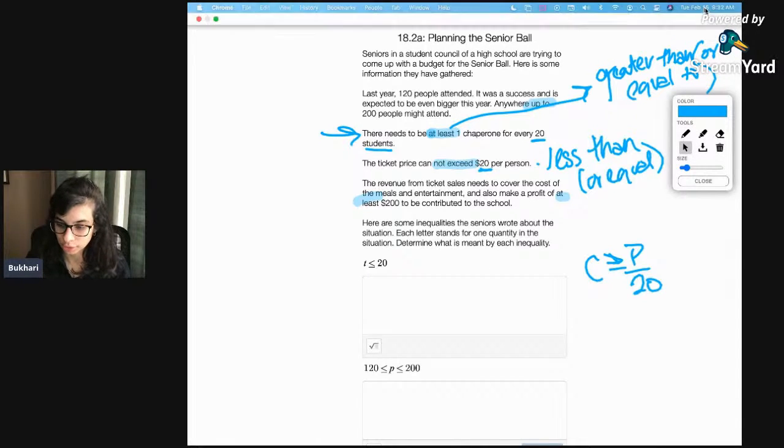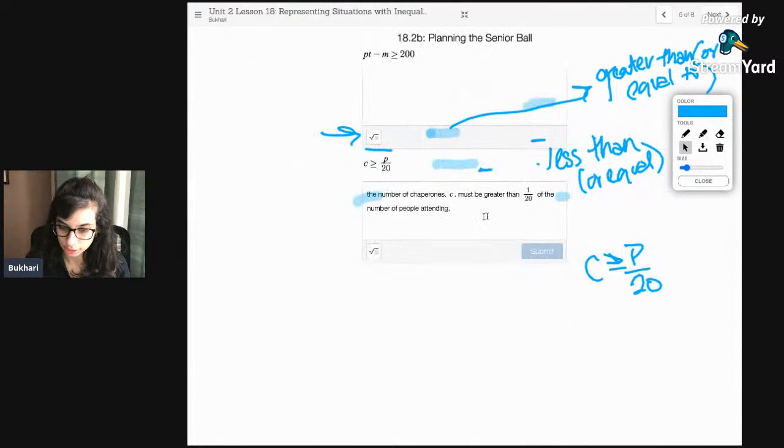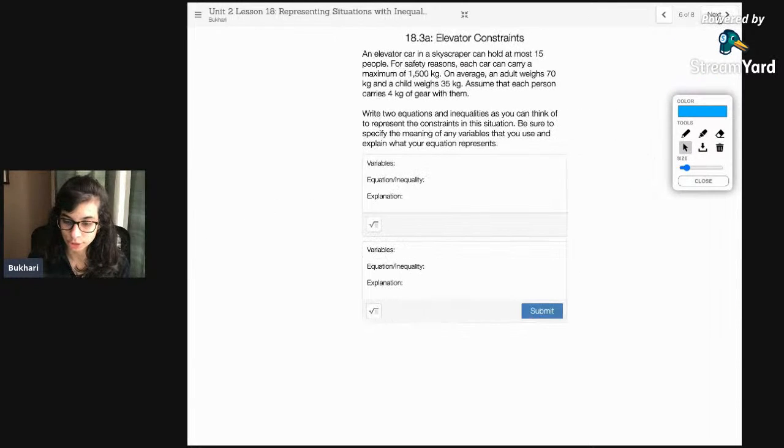And so you can see on the following slide that the number of chaperones must be greater than 1/20th of the number of people attending. There are just different ways of looking at it. So try the other 3 scenarios and see what you can find through that situation. And then we go the opposite way, right?